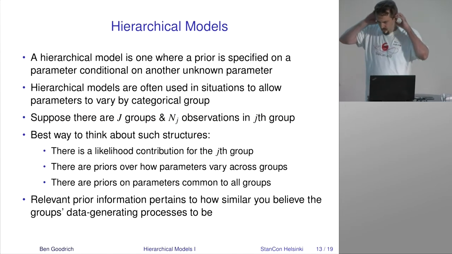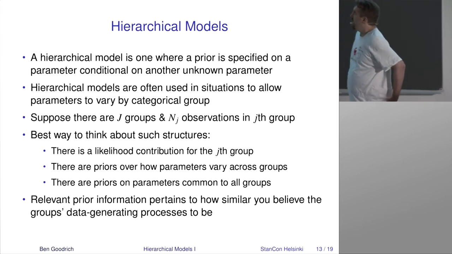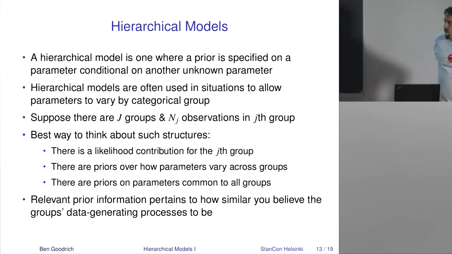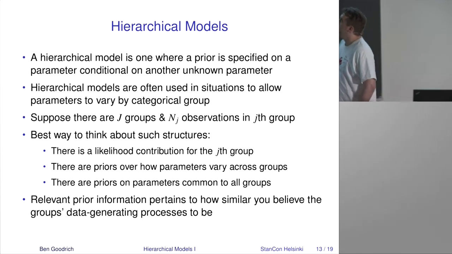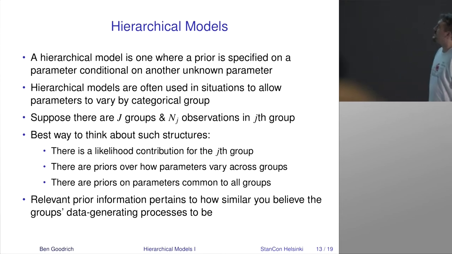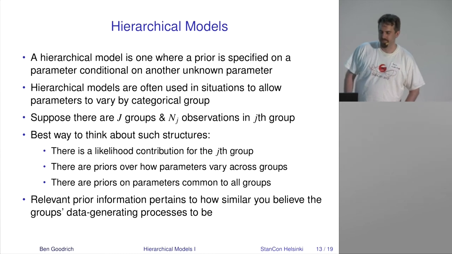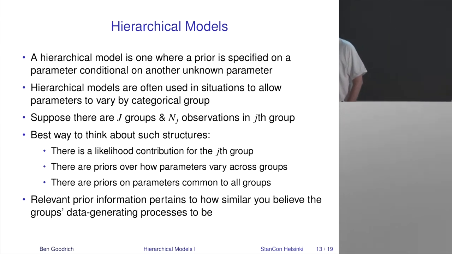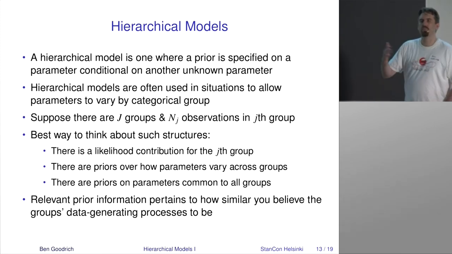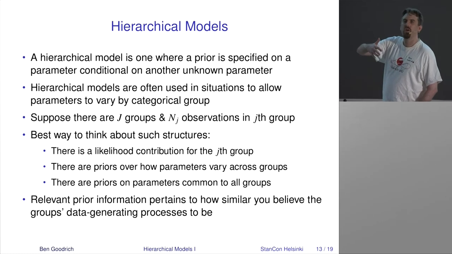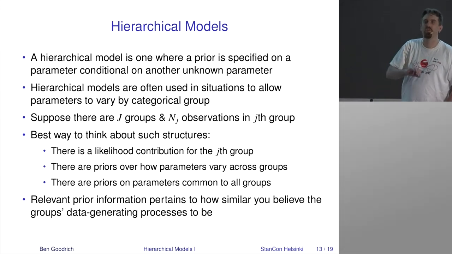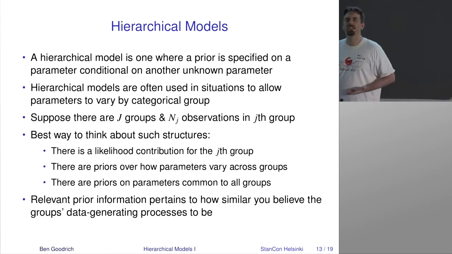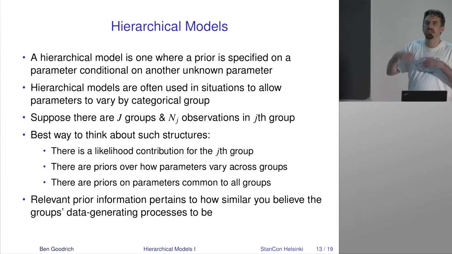So we've talked a lot about hierarchical models without really formally defining what they are. So let's do that now. A hierarchical model is a model where the prior for some parameter is specified to be conditional on another unknown parameter. And like I said before, these hierarchical models are often used in situations to allow the parameters to vary from one group to the next. So the parameters from one school can be a little bit different or a lot different than the parameters from another school. Whether there's a lot of difference or just a little bit is something that we want to estimate. So we want to estimate that tau in addition to all of the alpha_j's.